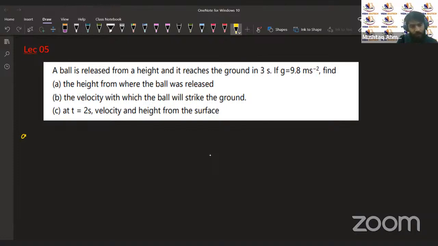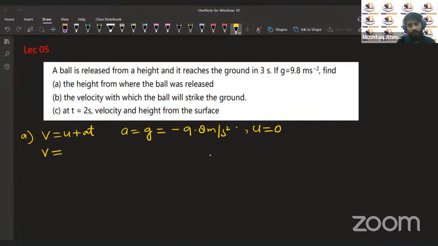For part A, we can use the equation v is equal to u plus at. Here a is nothing but g, that's equal to minus 9.8 meter per second square. Initially the ball was released, so the initial velocity was equal to 0. So v will be equal to at. The time taken by this ball to strike the ground is given as 3 seconds.